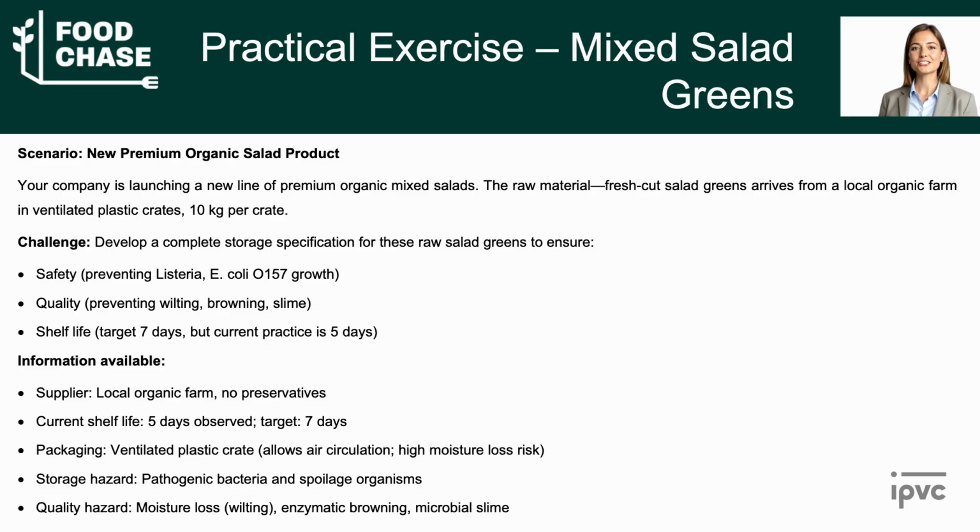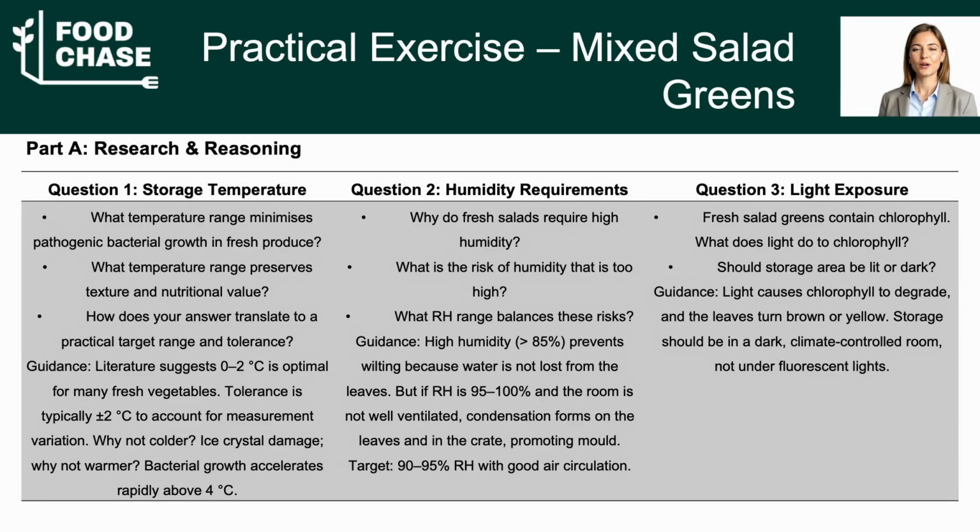By the end of this exercise, you will have a written specification that your team can follow. Let's think through the questions. First, temperature. You know from earlier sessions that pathogens like Listeria do not grow well below 4 degrees centigrade, but they can grow slowly even in the cold. The fresh produce literature says that 0 to 2 degrees is optimal for most greens, so we might set our target range at 0 to 4 degrees, with a tolerance of plus or minus 2 degrees.